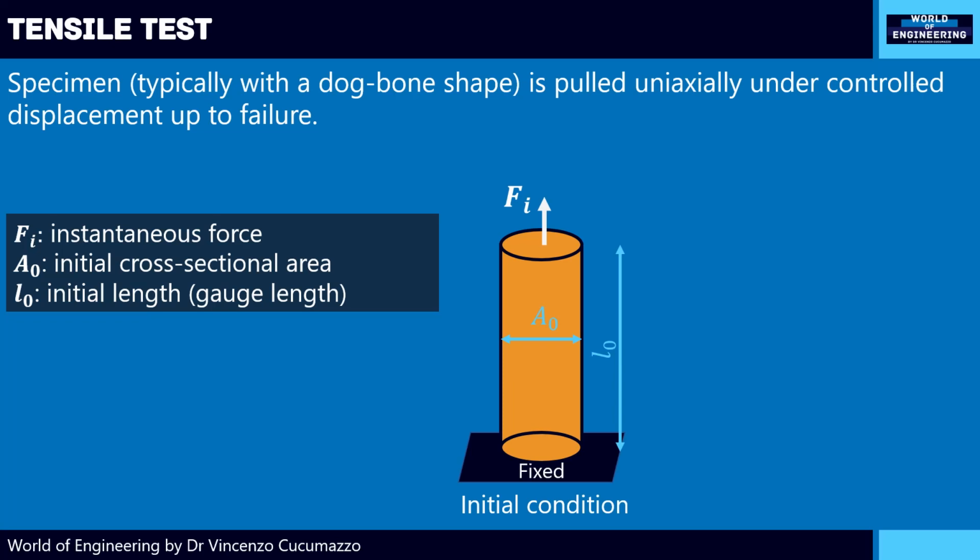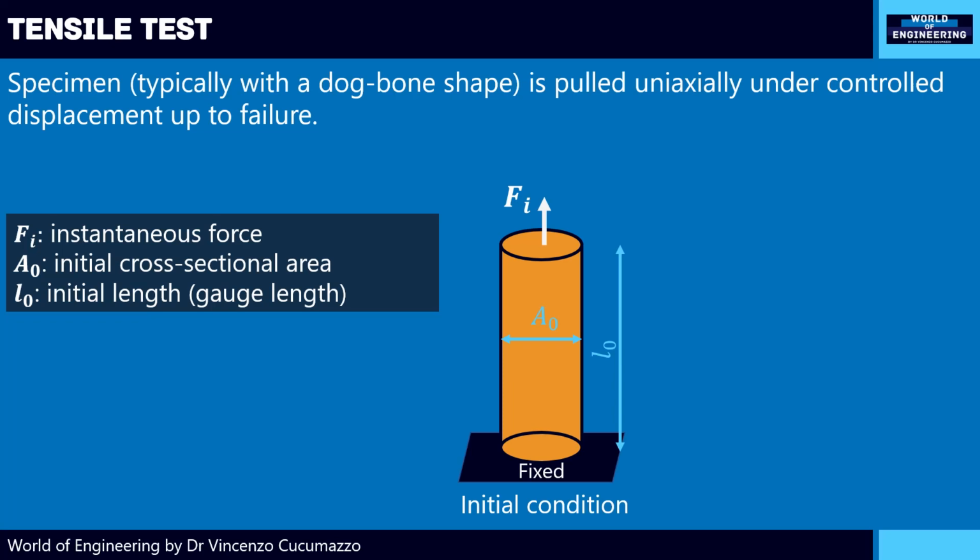The specimen is fixed at the bottom by means of a clamp. A tensile load, F, is applied gradually along the vertical axis of the specimen. The force results from an imposed displacement that is controlled by the operator. So basically, the operator can set beforehand the deformation speed, or actually the so-called strain rate of the test.